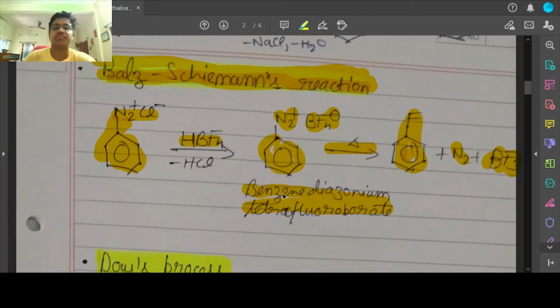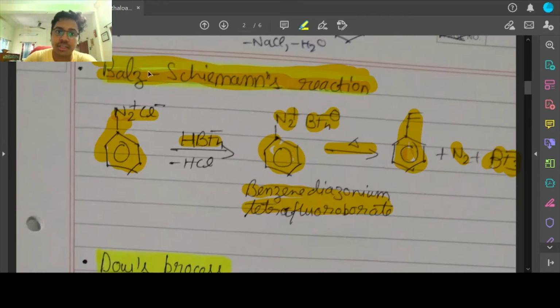So this is the thing. In the Balz-Schiemann reaction, benzene diazonium chloride on treatment with HBF4 forms benzene diazonium tetrafluoroborate, and that benzene diazonium tetrafluoroborate on heating forms fluorobenzene plus N2 nitrogen gas, and BF3 is released. Okay, so this is the Balz-Schiemann reaction.